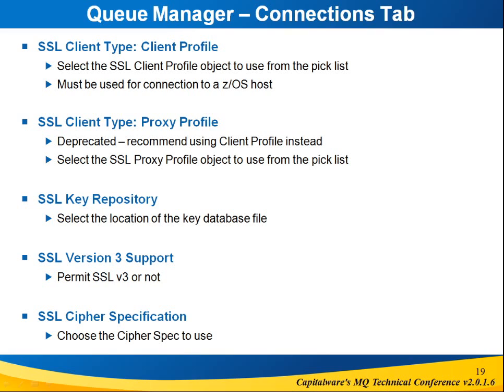Now, if you choose the client profile, as we said, you've got to use that for z/OS. If you choose the proxy profile, that's for backward compatibility. It then asks you for the key repository, whether you're using SSL version 3, and which single physical cipher specification you're going to be using. Notice it's only one cipher spec, and that's one of the limitations of the proxy profile method.